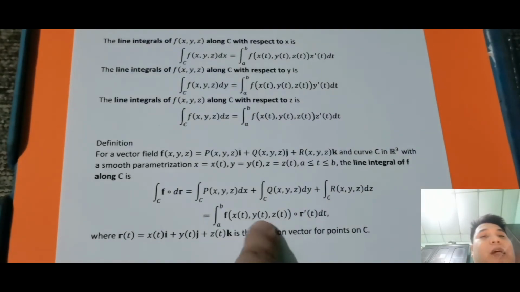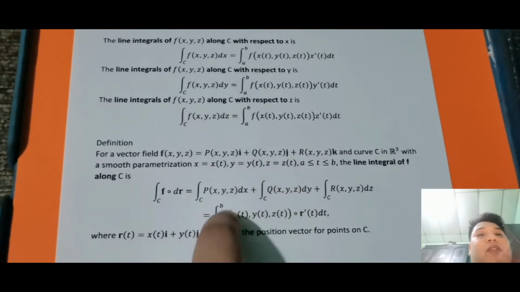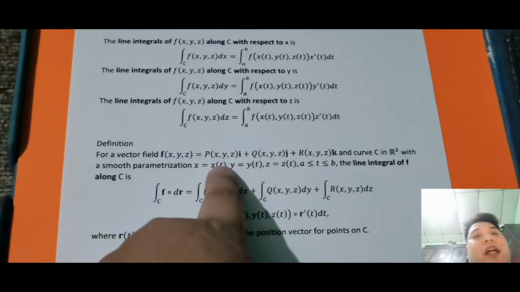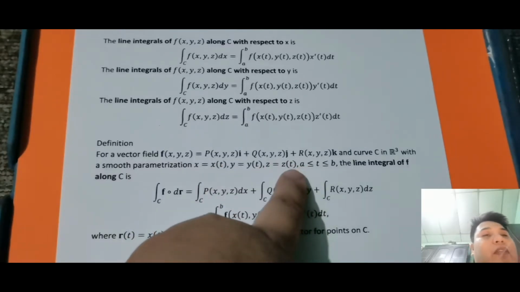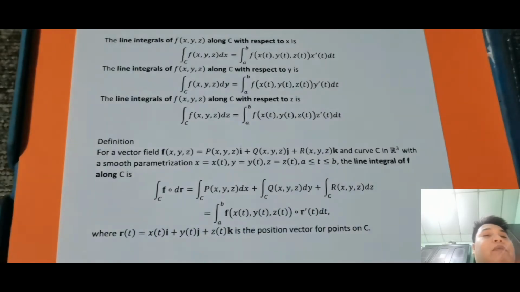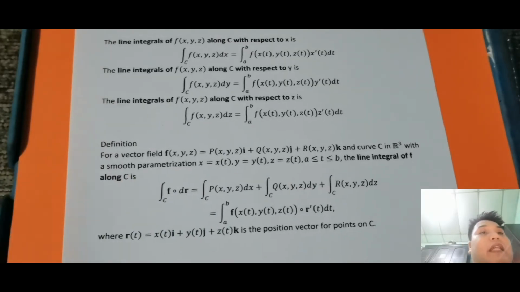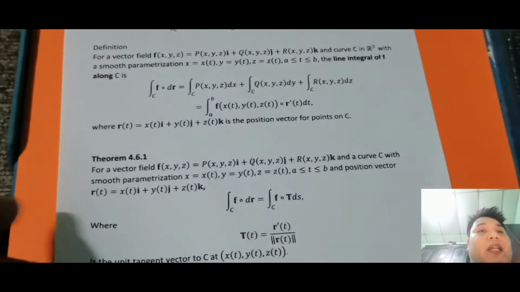I-substitute mo lang x of t, y of t, z of t dun sa ating vector field. Tapos, kunin mo yung ating position vector. Alam niyo naman paano kunin yung position vector. The position vector is just, lagyan ko lang ito ng i, lagyan ko ito ng j, lagyan ko ito ng k. Add natin sila. Ayun yung position vector. Kailangan sa position vector, kunin mo yung first derivative with respect sa t. Ayun yung ating gagawin. Again, same pa rin yung mga gagawin natin dito. Kumbaga nadagdagan lang, in-extend ko lang sila. Wala naman pinagkaiba dyan.